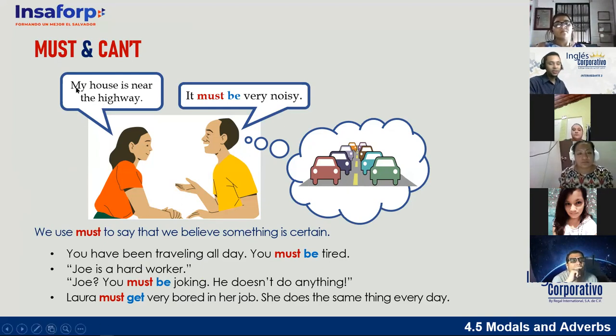Take a look. This lady says, my house is near the highway. And he says, it must be very noisy. Okay, there's a lot of noise. So we use must to say that we believe something is certain. Es cuando estamos muy seguros que algo es cierto o verdadero. That's the meaning of it. So you have some examples. Maybe you can help me read them. I need a volunteer to read example number one, please.